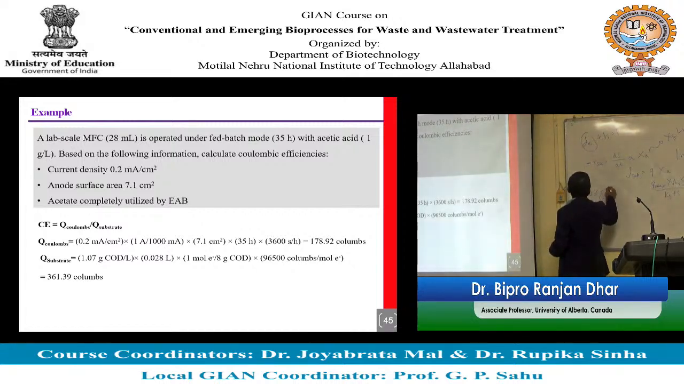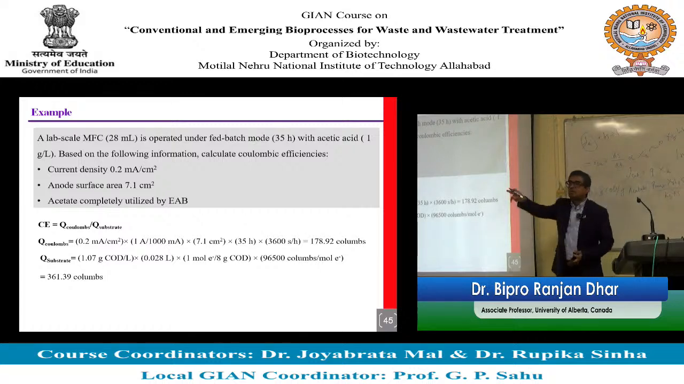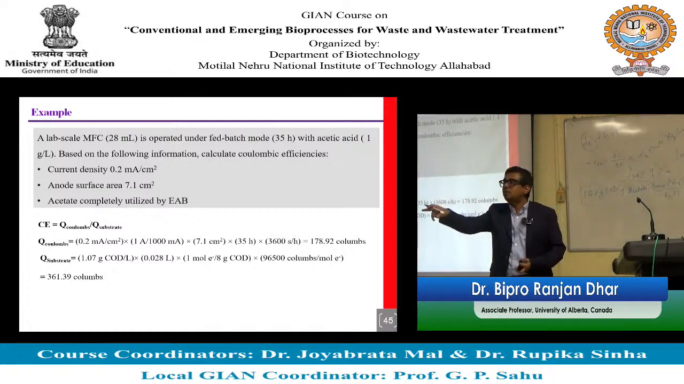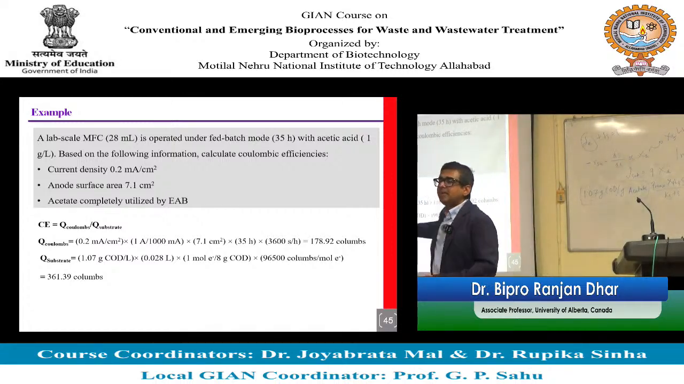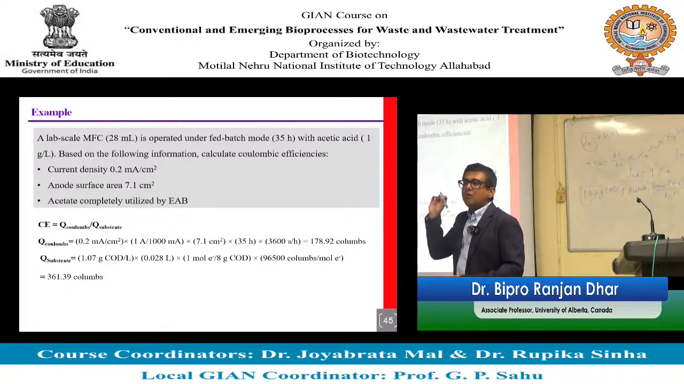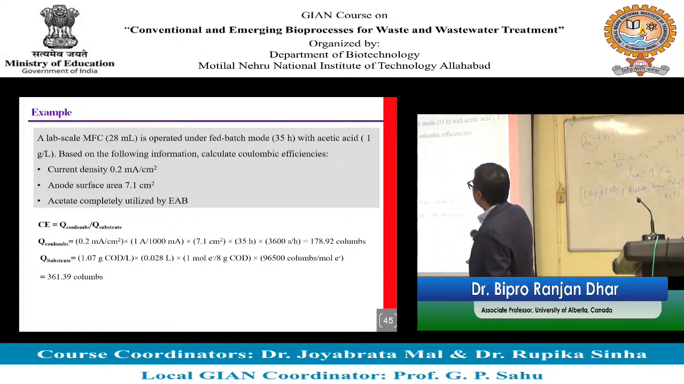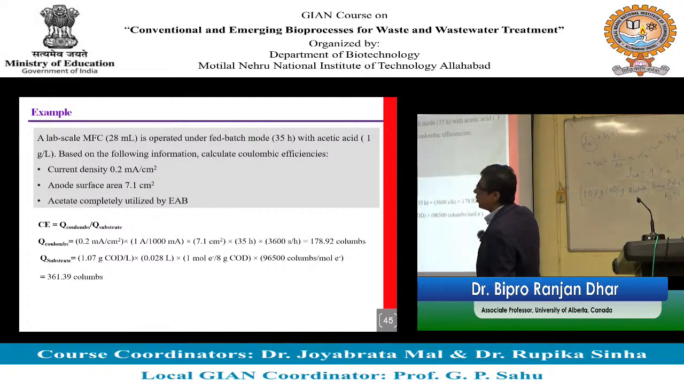1.07 gram of COD per gram acetic acid or acetate. If you go back to the day 2 lecture note and check your practice problem, it's there. We already did that. 1 gram of acetate gives you 1.07 gram of COD. So that's why I put 1.07 gram of COD and I have the volume of the reactor. Concentration multiplied by volume gives me the mass of my COD, right?